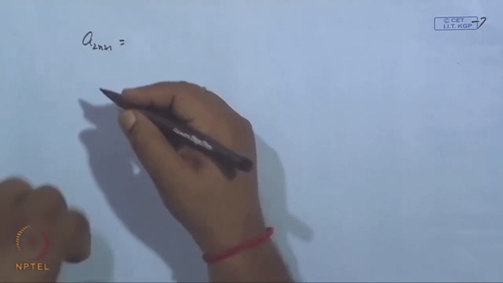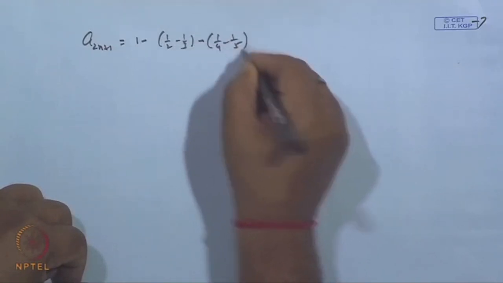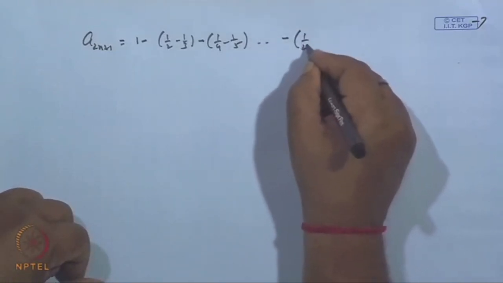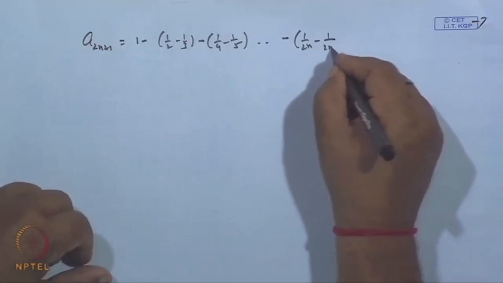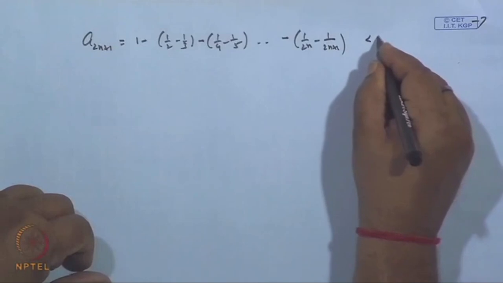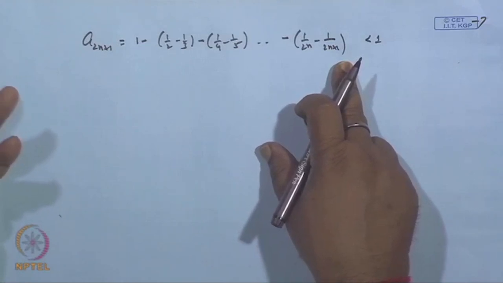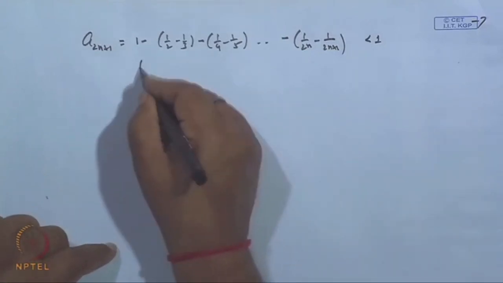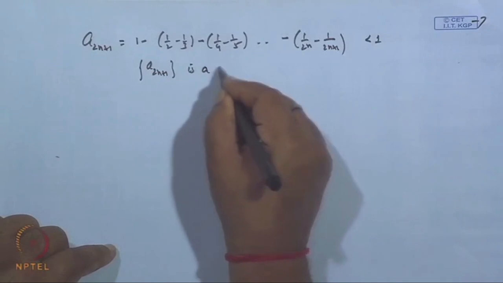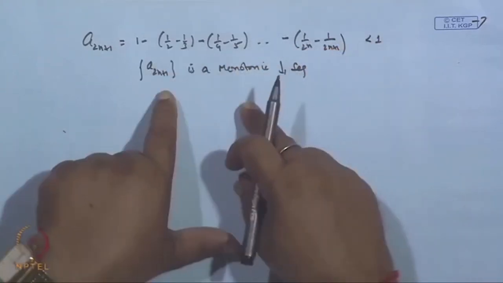Okay. Achha. Now, take the odd terms. If you go for the odd terms a 2n plus 1, then what we get from here? 1 minus half minus 1 third minus 1 fourth minus 1 fifth and so on, and then we get minus something like 1 by 2n plus 1, the odd terms. Now, again these are positive quantities. So, it will be less than 1. As n increases, it keeps on decreasing. So, the sequence a 2n plus 1 is a monotonic decreasing sequence, because as n increases you are subtracting something.